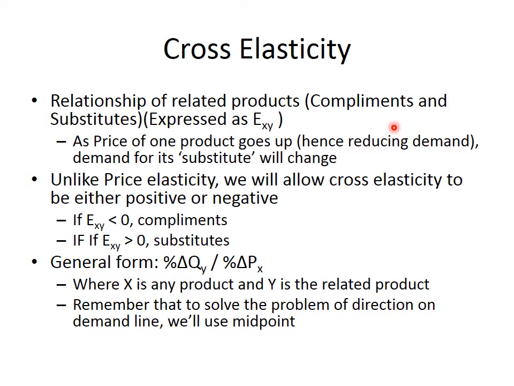Now, the general form of how we figure it out is right here. Remember that to solve the problem of whether we're going up or down the demand line on these products, we use the midpoint formula. Given a price change, we take the average of the two prices. Given a quantity change, we take the average of the two quantities.